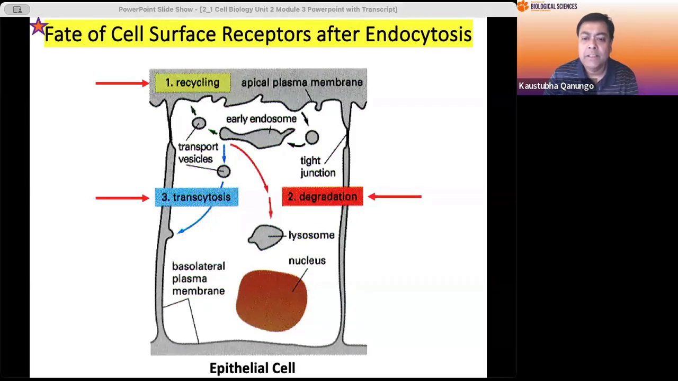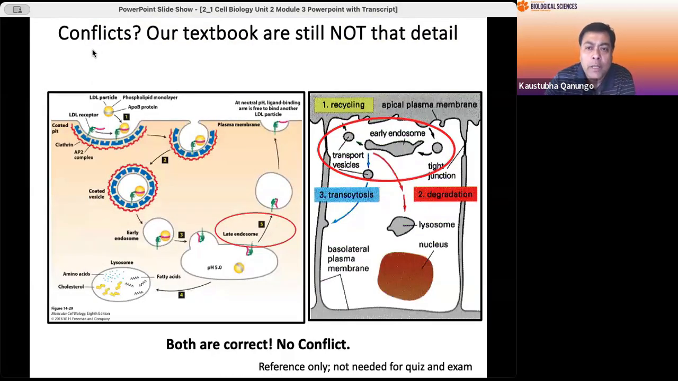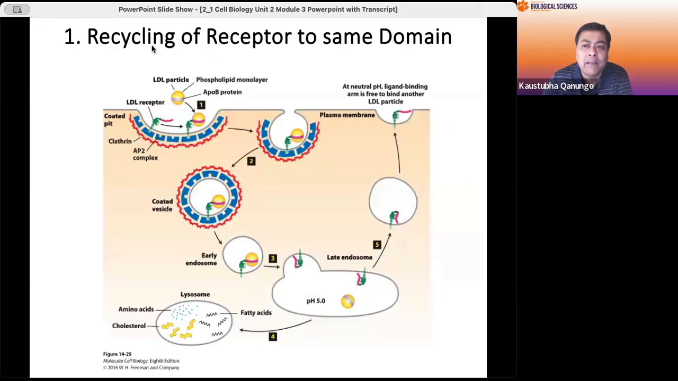And then this is the most important part here: what are the different fates of the cell surface receptors after endocytosis? Remember, one is recycling, one is degradation, one is transcytosis. So we are looking at each one of them. That is very important. Here we are looking first at recycling of the receptor at the same domain. What this means is that the LDL receptor was on the plasma membrane, and it is recycled to the same plasma membrane. There is no degradation of this. This is your first, recycling. Just remember that this was the first one.